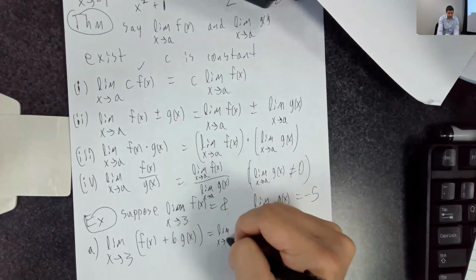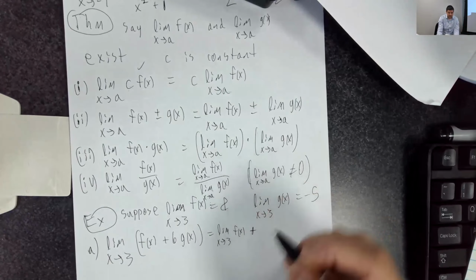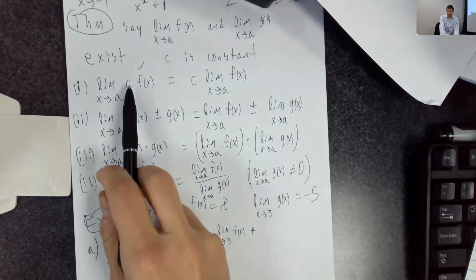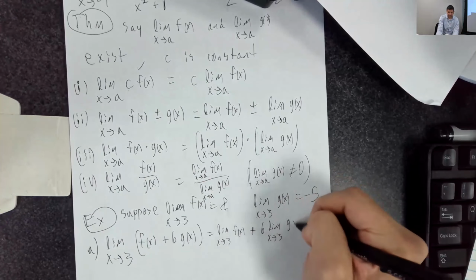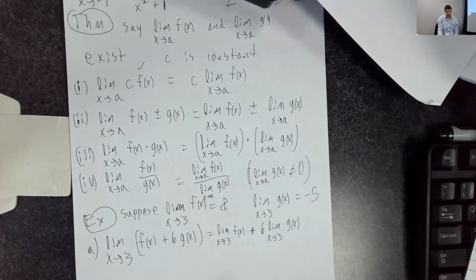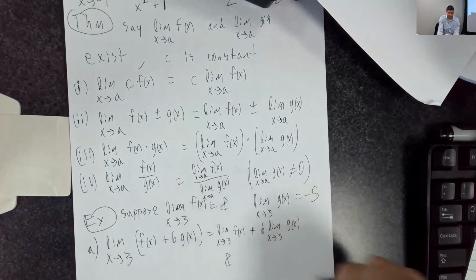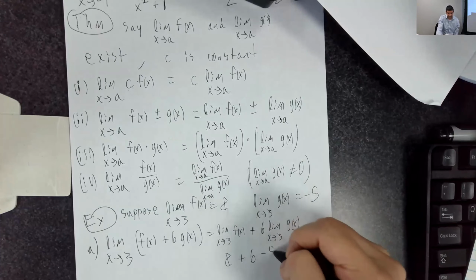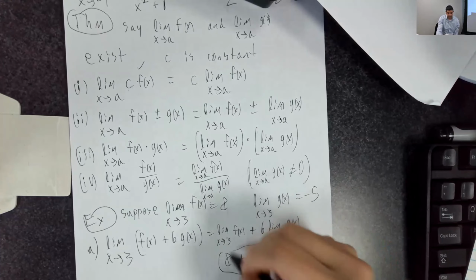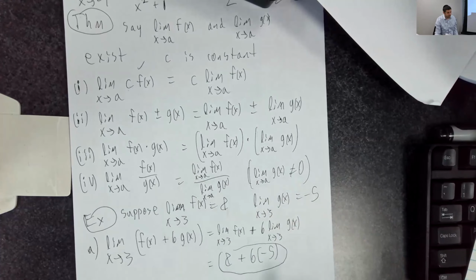So I can do the limit of f of x plus, now the constant you could factor out. See, the constant rule gets factored out, plus 6 times the limit of g of x. Okay. So the limit of f of x gets replaced by which number? 8. Plus 6 times the limit of g gets replaced by -5. Does that make sense, guys? See what we did?